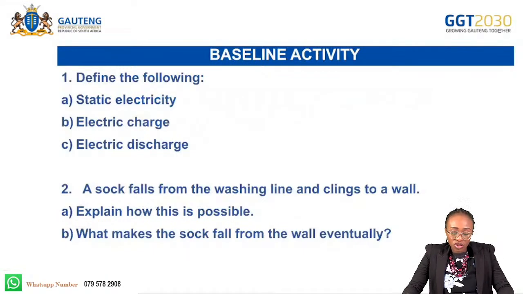The first question reads, define the following. 1A, static electricity. 1B, electric charge. 1C, electric discharge. Number 2, a sock falls from the washing line and clings to a wall. 2A, explain how this is possible. 2B, what makes the sock fall from the wall eventually. Take 5 minutes to quickly answer each of these 5 questions, and then I'll see you after 5 minutes.